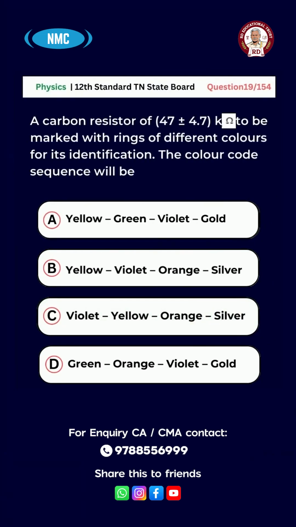Question number 19. A carbon resistor of 47 ± 4.7 k ohm is to be marked with rings of different colors for its identification. The color code sequence will be option A, yellow, green, violet, gold, B, yellow, violet, orange, silver, C, violet, yellow, orange, silver, D, green, orange, violet, gold. The right answer is option B, yellow, violet, orange, silver.